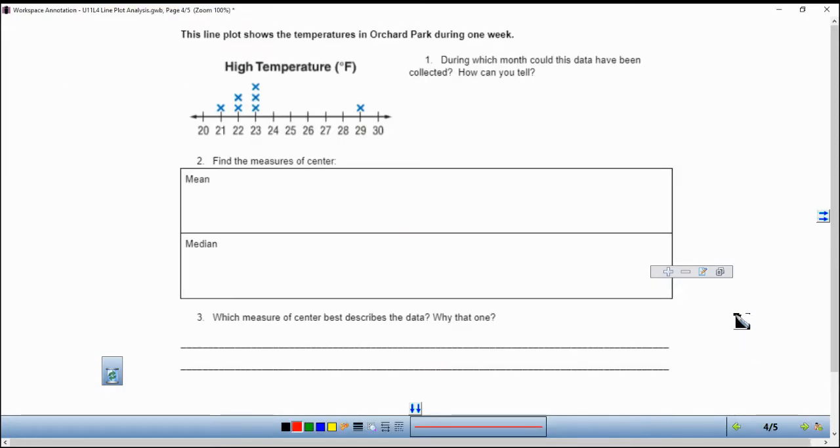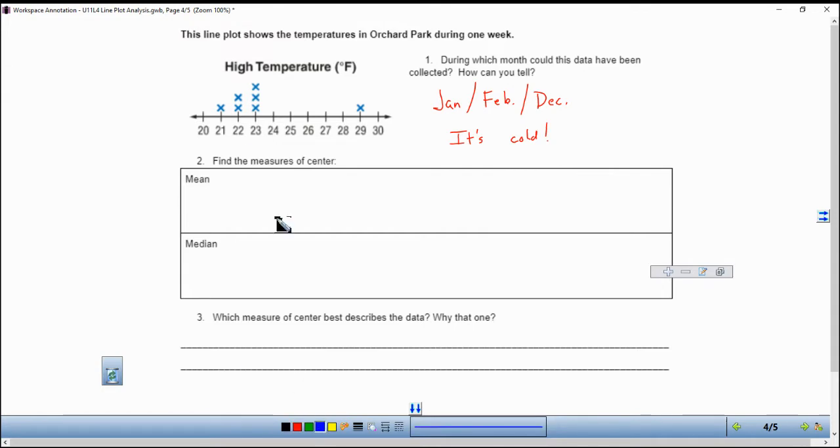Okay, let's look at this temperature. This plot shows the temperatures in Orchard Park during 1 week. During which month could this data have been collected? How can you tell? I would say maybe January or February or December. And how can we tell? Well, if you look at the temperatures, those are pretty cold. 20s, you know, it's below 32, it's below freezing. We can tell it's one of those months because it's cold.